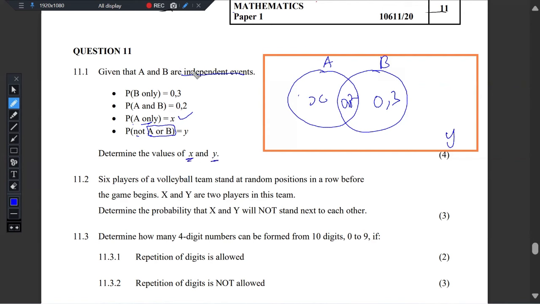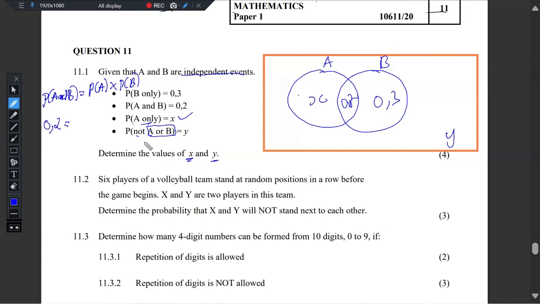Okay, so from independent events, what is it that we know? We know that for independent events, probability of A and B should be equal to probability of A times the probability of B. So every time you are working with independent events, that's what you should know. The intersection is equal to multiplying the two events. Now, A and B is 0.2. So let's say we have 0.2 here.